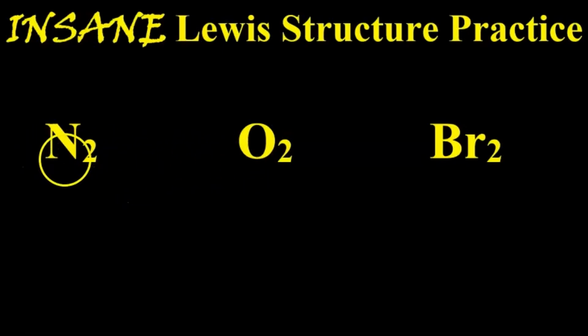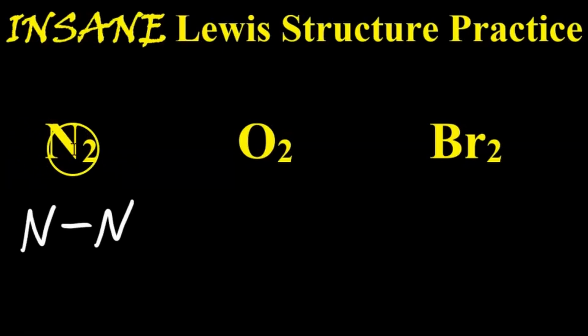Okay, so let's begin. We're going to start easy and work our way to maybe more complex, if you will. So we'll start with N2. With step one, we want to connect the atoms. It's easy because there are just two atoms here, so we connect them with a line. A line represents 2 electrons.